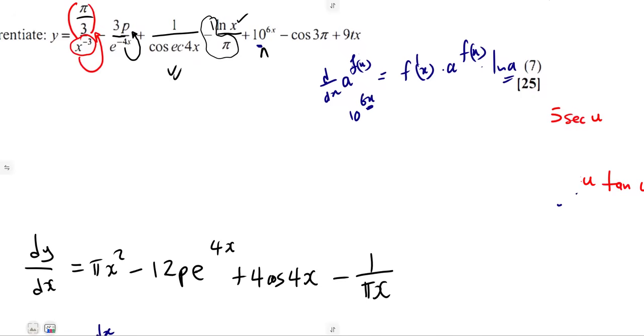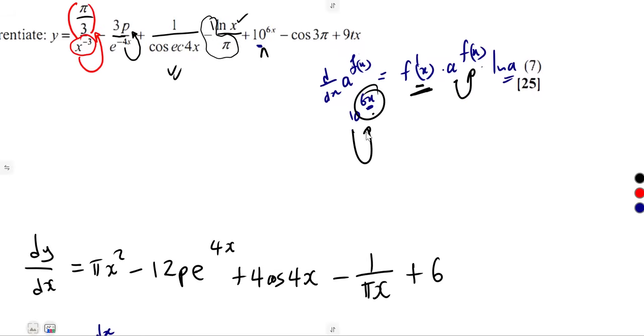Just like that. This one was straightforward. We can even just write our answer straightforward. The derivative of f of x, 6x, is 6. Its derivative, a to the exponent of f of x, 10 to the exponent of 6x as it is, times the ln of a. The a is our base. So it is the ln of what? The ln of 10. Just like that.